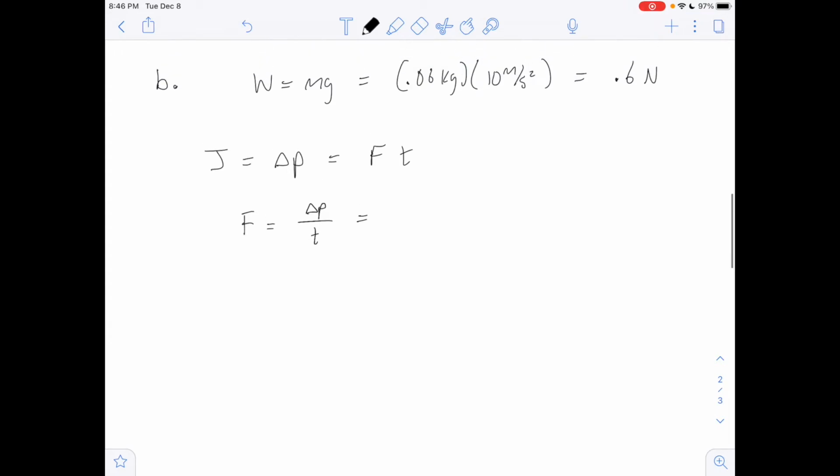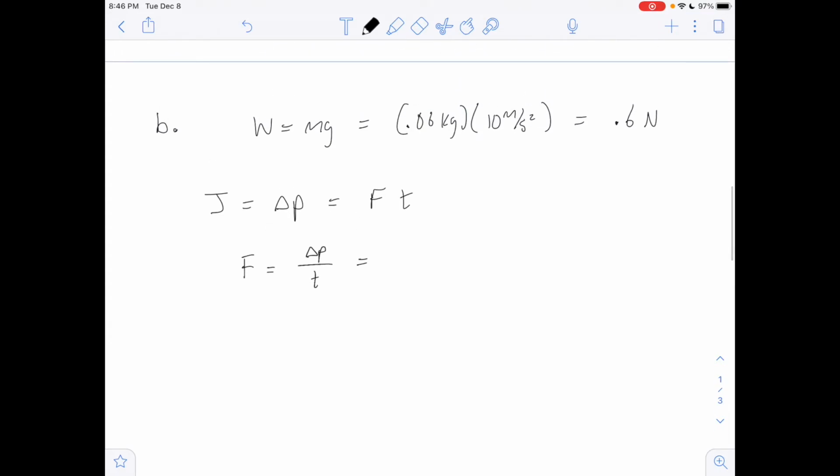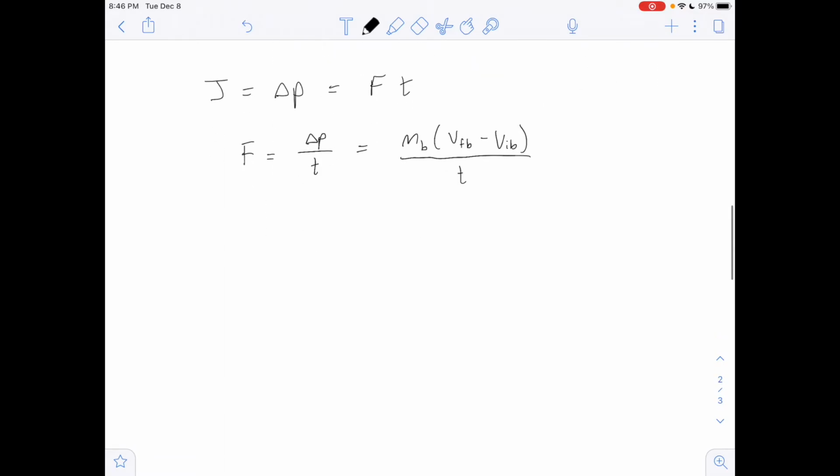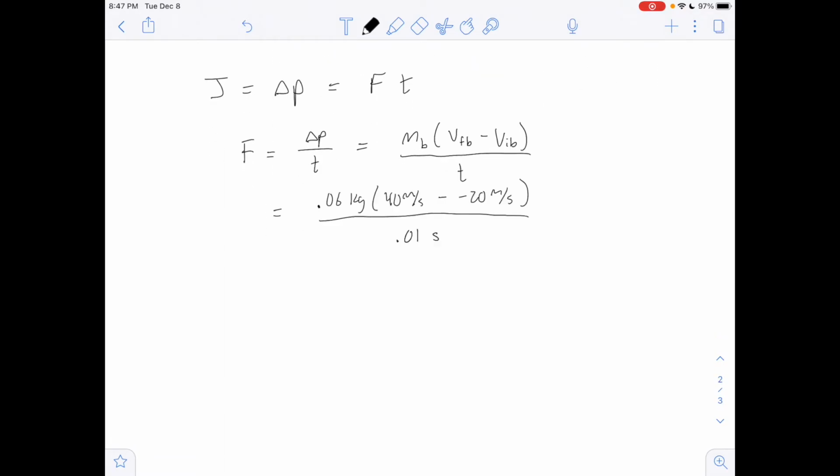And if we want to do change in momentum, that's going to be the mass of the ball times the change in velocity for the ball. So that'll be v final ball minus v initial ball, and then divide that by the time. And so now we can just plug numbers in. We're given all of that information. So there's our numbers plugged in.